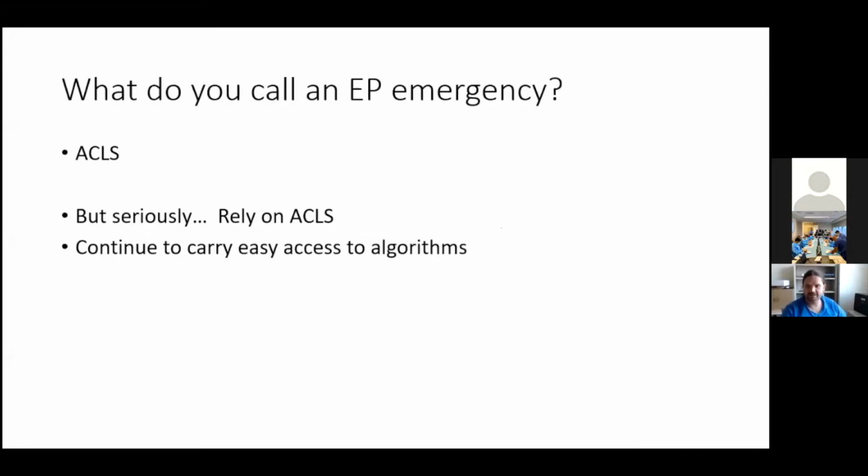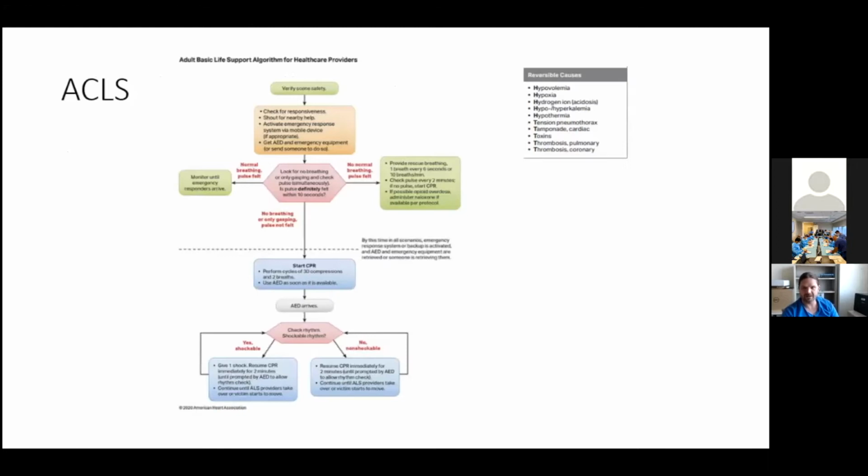Let's get started. There's an old EP joke asking, what do you call an EP emergency? The answer is ACLS, and this used to be our joke to not need to take a call as electrophysiologists. But seriously, most EP emergencies can be dealt with ACLS. So that's really what we're going to want you to rely on. One of my biggest suggestions for cardiologists is to continue to carry easy access to their algorithms, whether it's bookmarked on their smartphone or with the cards in their pocket.